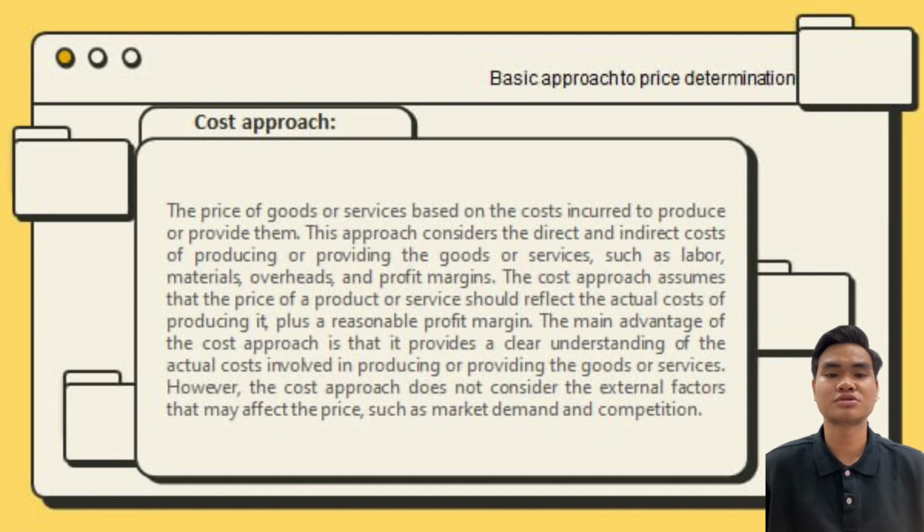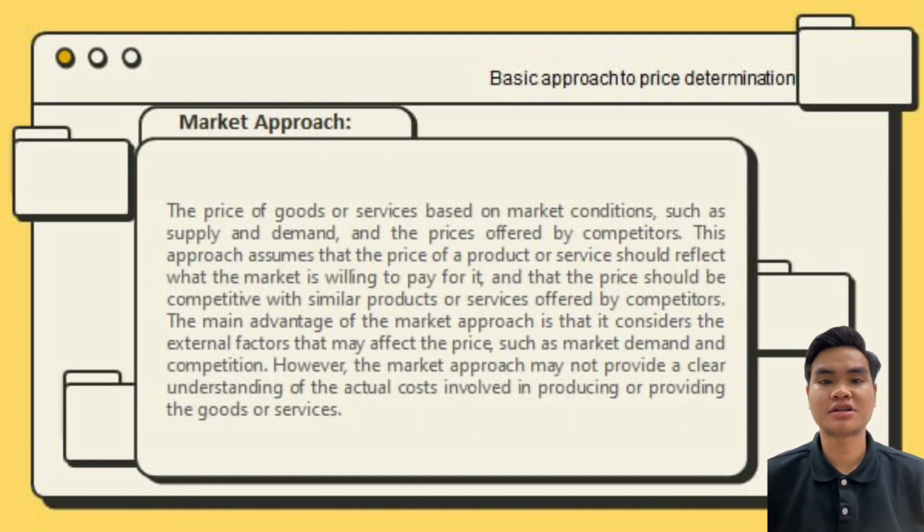However, the cost approach does not consider the external factors that may affect the price, such as market demand and competition. Second type is market approach. The price of goods or service is based on the market condition, such as supply and demand, and the price offered by the competitor. This approach assumes that the price of the product or service should reflect what the market is willing to pay for it, and that the price should be competitive with similar products or services offered by competitors. The main advantage of the market approach is that it considers the external factors that may affect the price, such as market demand and competition.